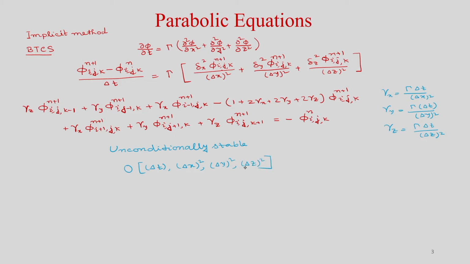Now let us use ADI. In the 2-dimensional unsteady diffusion equation we have already used this alternating direction implicit method. Now, let us apply it to this 3-dimensional unsteady diffusion equation. So, ADI, alternating direction implicit method. We have the governing equation del phi by del t equal to gamma times del 2 phi by del x square plus del 2 phi by del y square plus del 2 phi by del z square. In this case, we will now use a 3-step method.